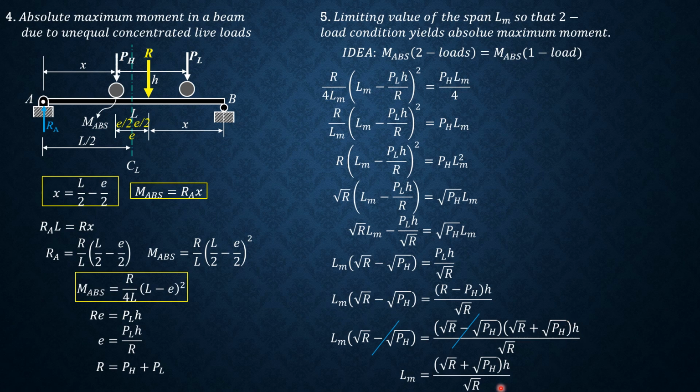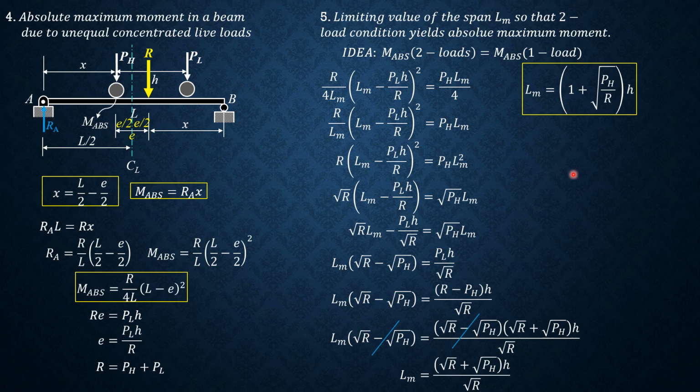of R. Then square root of R over square root of R is 1 plus square root of PH over square root of R, times H. Therefore, the formula for LM is equal to quantity 1 plus square root of PH over R times H. So that's the limiting value of LM, so that two-load condition yields absolute maximum moment.